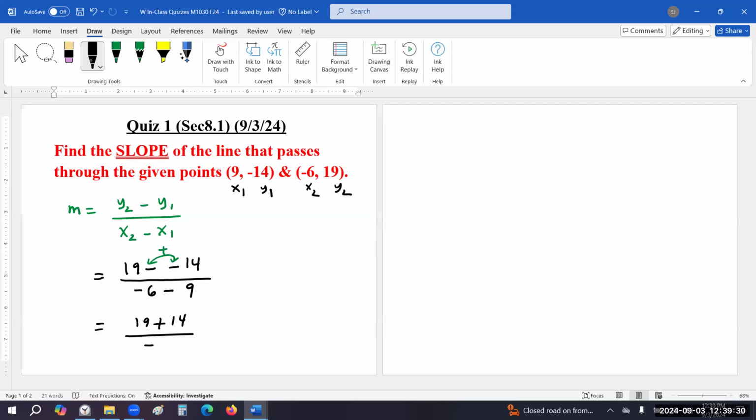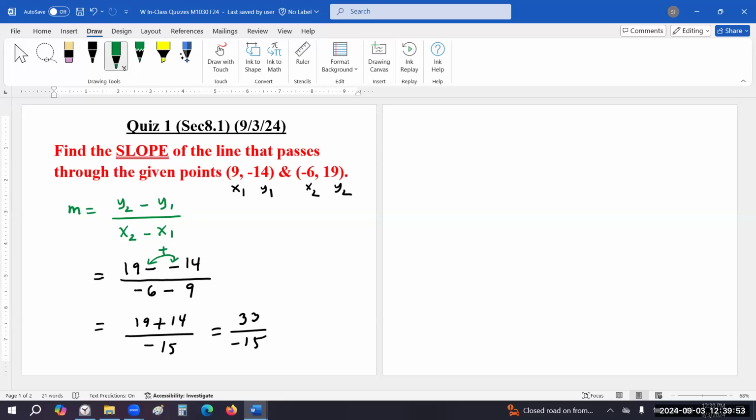Same sign means what do we do? Add or subtract? Same sign means you always add the numbers, but keep the negative sign. So it's 6 plus 9 with a negative sign. And what is 19 plus 14? 33 divided by negative 15.